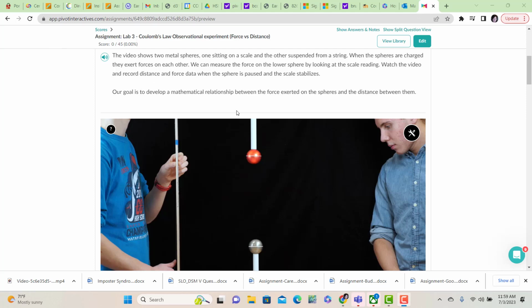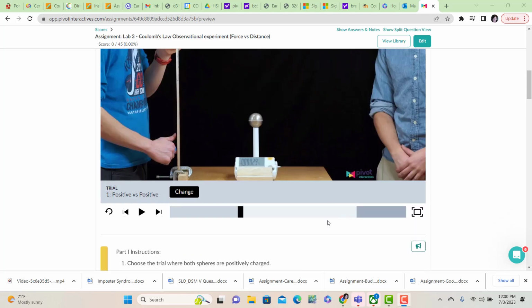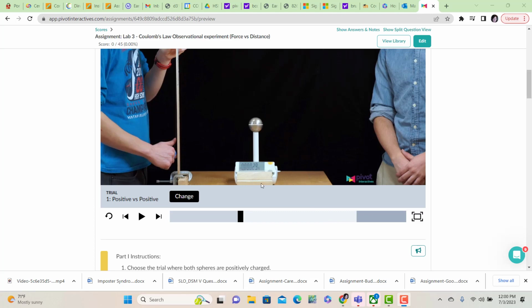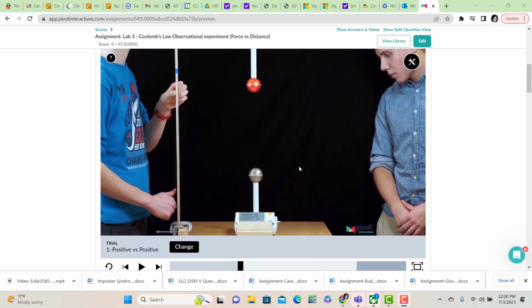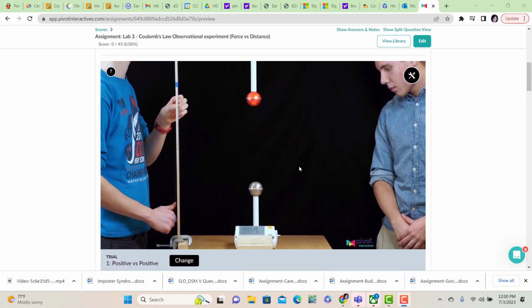Okay. In lab 3, you're going to be looking at the electrostatic or Coulomb's force between two charged objects. So we have two metal spheres here that are going to be charged, and we have a force meter down here on the bottom that's measuring forces. And then you're going to use a ruler to measure the distance.